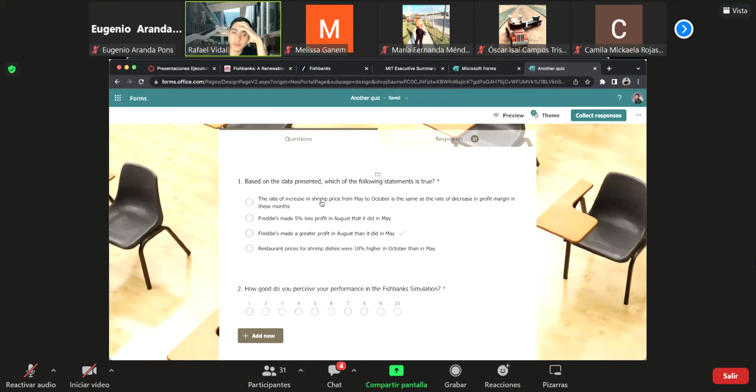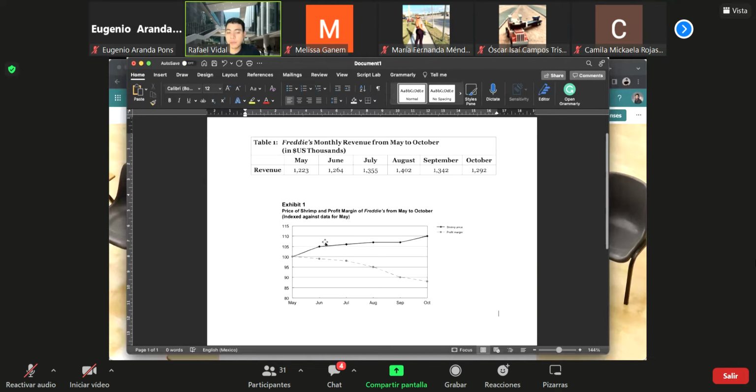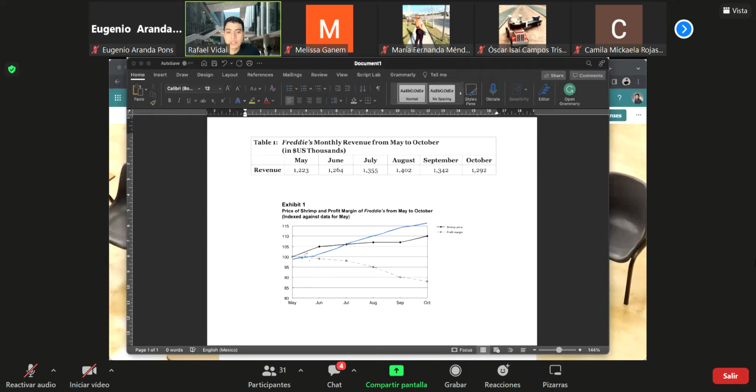So the rate of increase in shrimp price from May to October is the same as the rate of decrease in profit margin in these months. By just looking at exhibit 1, we can see that both graphs don't have the same slope. If they have the same slope, that means the rate of increase is the same as the rate of decrease. They should look like this if they were to have the same rate. So something like this and like this, always the same. And that's not true. So we can discard the first one.